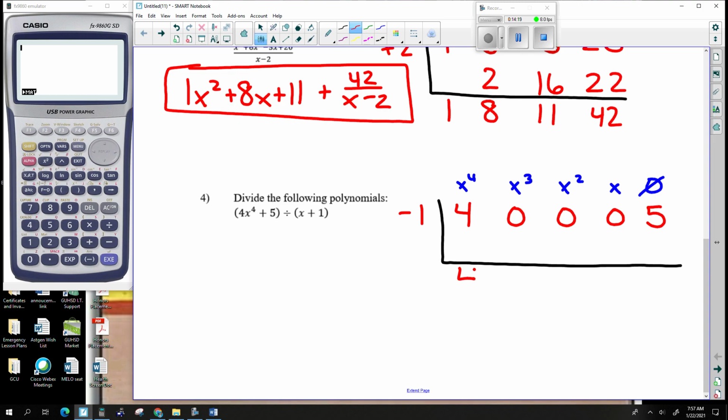I drop the first number, and I multiply outsides. Negative 1 times 4 is negative 4. I add. 0 plus negative 4 is negative 4. I multiply. Negative 1 times negative 4 is positive 4. And then I add. 0 plus 4 is 4. And then I multiply. Negative 1 times 4 is negative 4. And then I add. 0 plus negative 4 is negative 4. And then I multiply. Negative 1 times negative 4 is positive 4. And then I add. 5 plus 4 is 9.